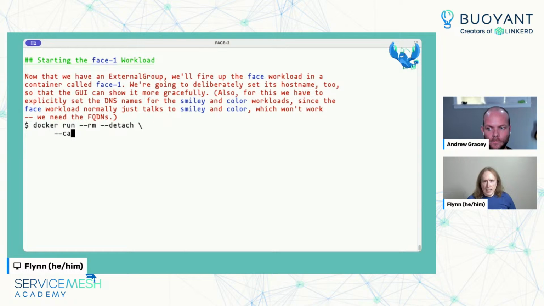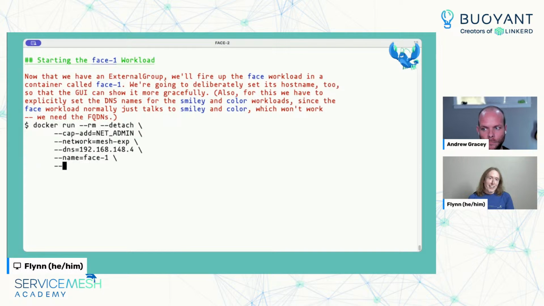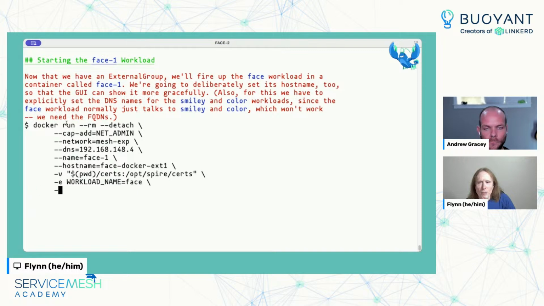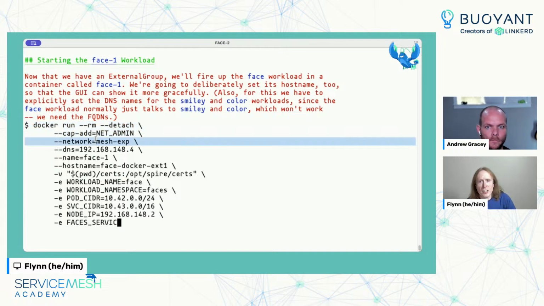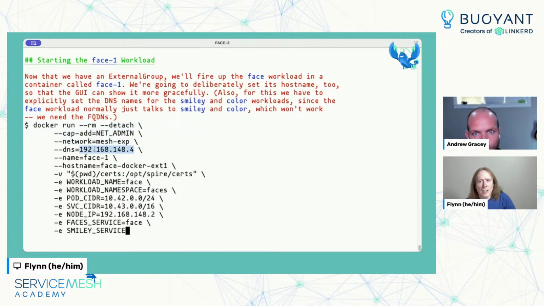All right. This is also an ugly looking Docker run command. It's not actually as bad as it looks, I promise. Same things we saw before, right? Run it in the background, get rid of it after it dies, be netadmin so we can mess with iptables, attach to the mesh expansion network. Remember, we got the IP of our DNS container. So we'll tell it, this is the thing you should use for your DNS server.